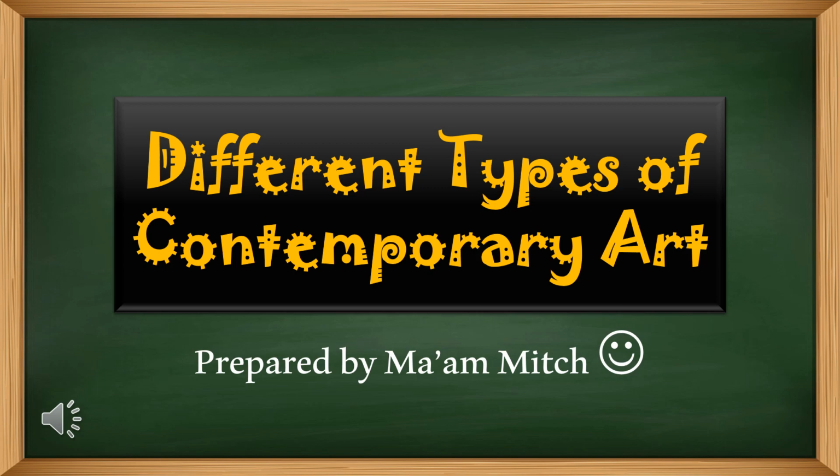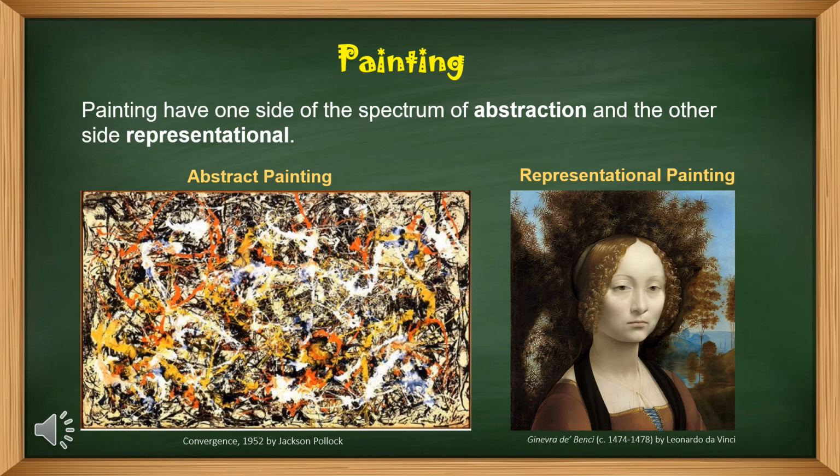Different types of contemporary art. Painting. Painting has one side of the spectrum of abstraction and the other side of representational.